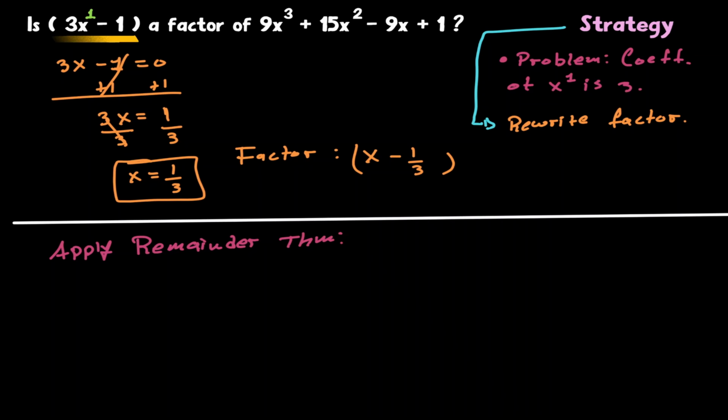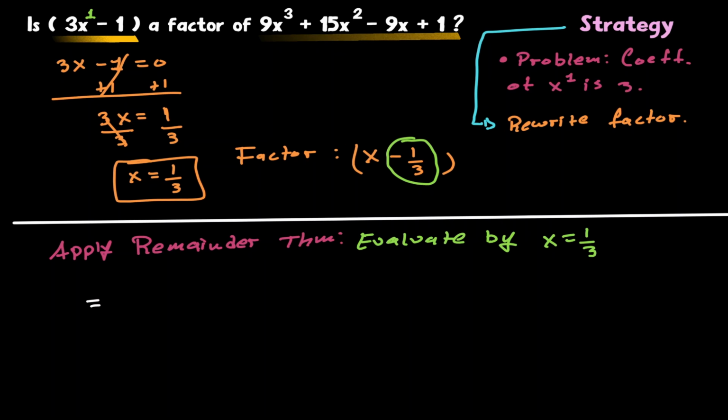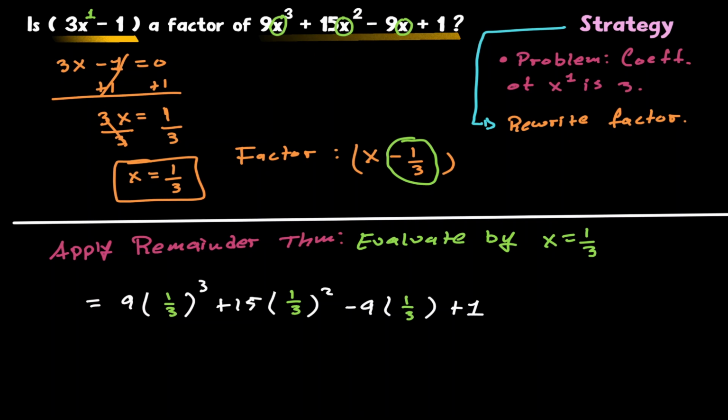Let's evaluate by the value of the opposite of the factor that we are considering, which in this case is positive 1/3. Let's get our initial polynomial, and every time we see a value of x, let's evaluate it with 1/3. So we're going to get 9 times 1/3 raised to the third plus 15 times 1/3 raised to the second minus 9 times 1/3 plus 1.